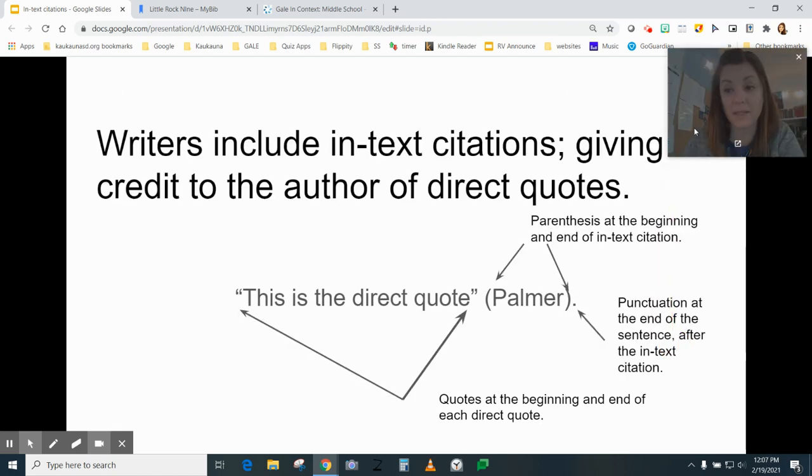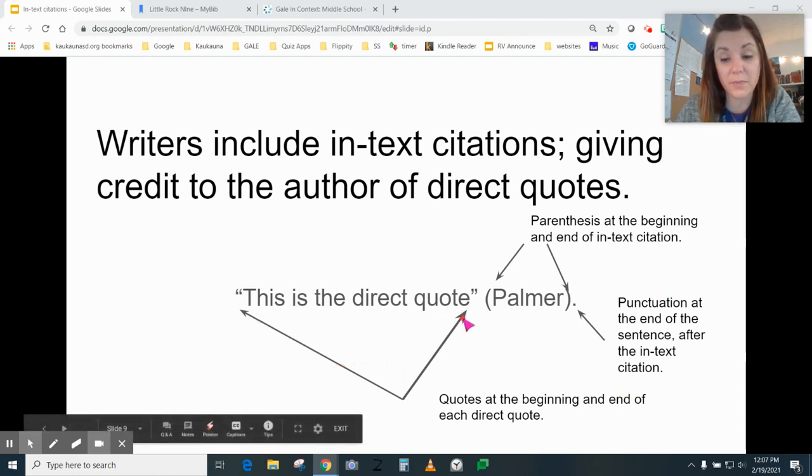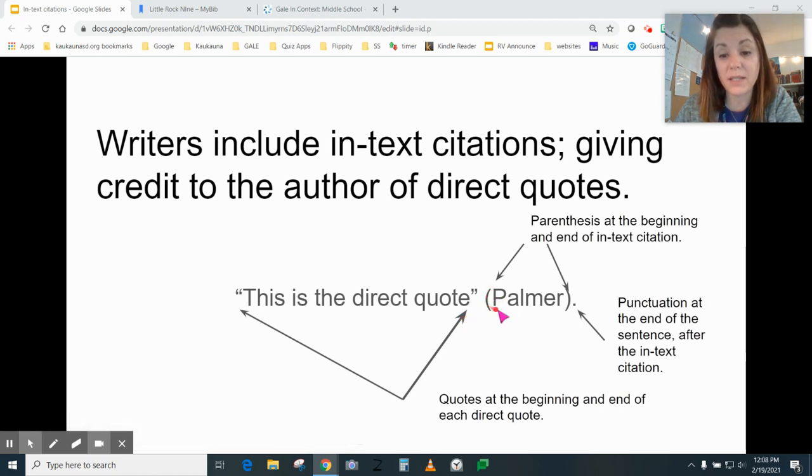So to wrap things up, writers include in-text citations giving credit to the author of direct quotes. You have your direct quote. The quotes are at the beginning and end of each direct quote. You have your parentheses around the author's last name, and the punctuation is placed at the end of the sentence, immediately after the in-text citation.